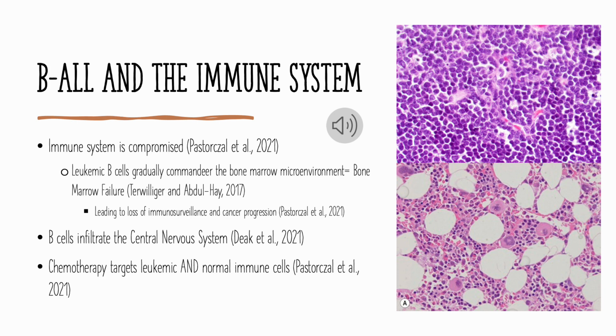One of the therapies that is commonly used for this is chemotherapy, but it targets the leukemic B cells and it also targets the normal immune cells. So this could lead to a patient being more susceptible to infections since they lack the normal immune cells.